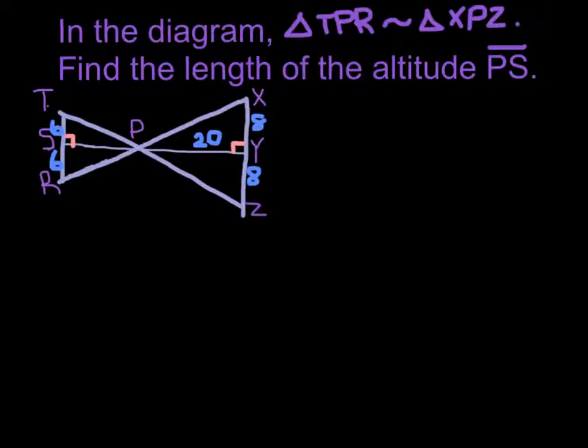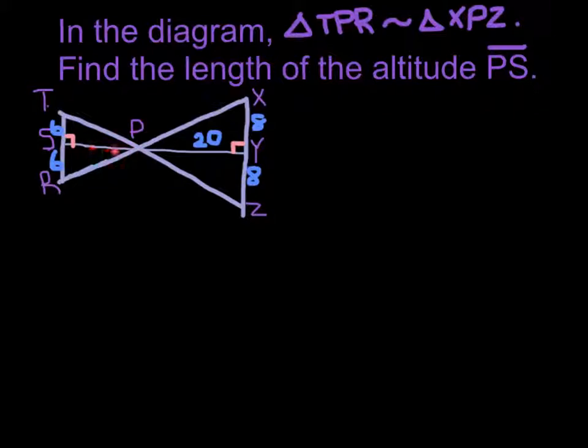All right, and then the last slide I have here, it has these two triangles here similar. It says in the diagram, triangle TPR, so on the left side TPR, is similar to triangle XPZ, so XPZ. So that again tells you what corresponds to what. Therefore, this T corresponds with X, the P on this side corresponds with the P on that side, and R with Z. And it says to find the length of the altitude, PS.